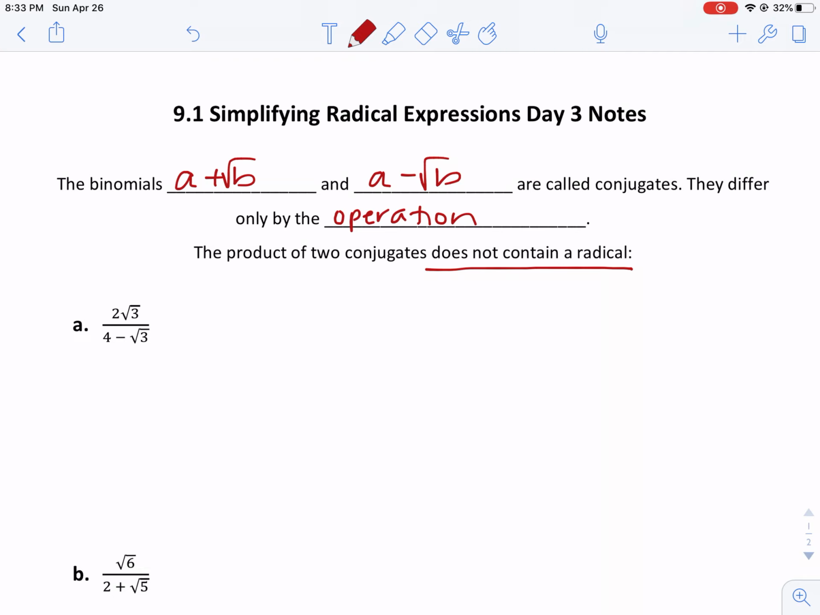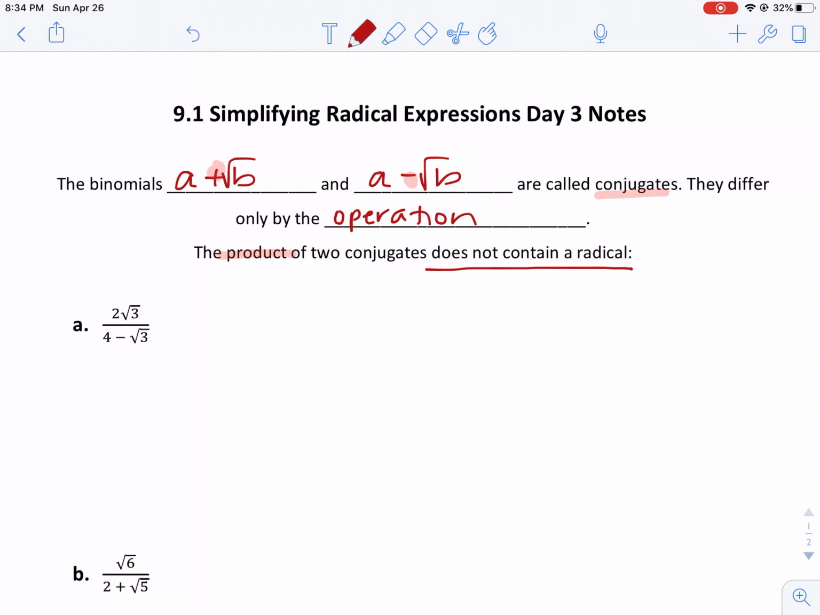So the binomials a plus root b and a minus root b are called conjugates. They differ only by the operation. One has a plus sign, one has a minus sign. The product of the two conjugates does not contain a radical. So if we multiply these together, we would not get any square roots or any radical symbols in them.